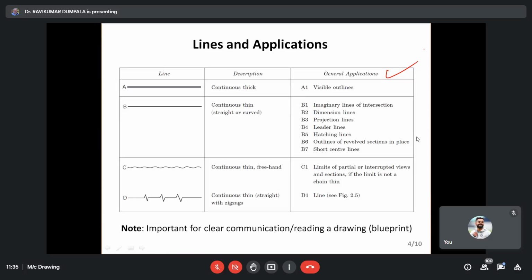So you see the first one. Thick line is used only for the visible outlines. Please remember, it will help you in visualizing the actual component. So we always draw only the visible lines as thick lines. When you are seeing a drawing and want to visualize, you don't want other lines to interfere with your views, your imagination. So there's a reason they say visible outlines have to be thick lines.